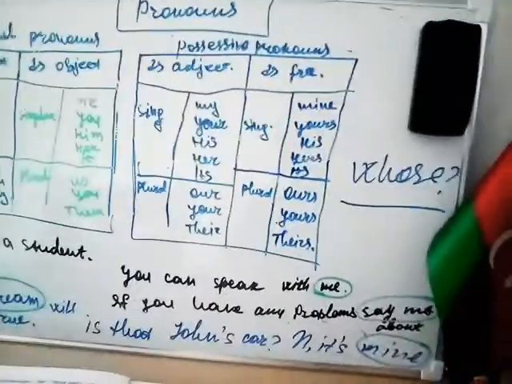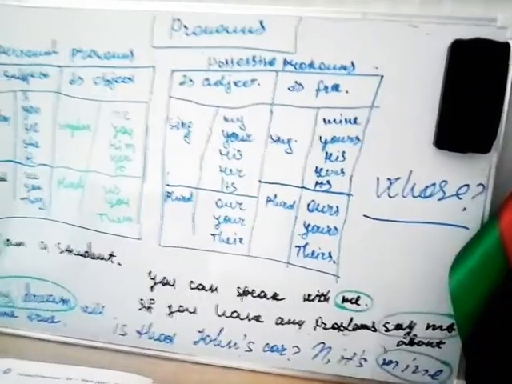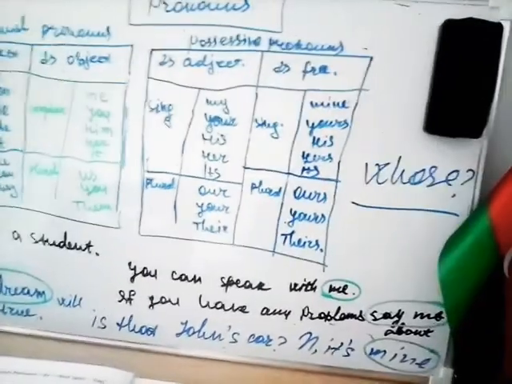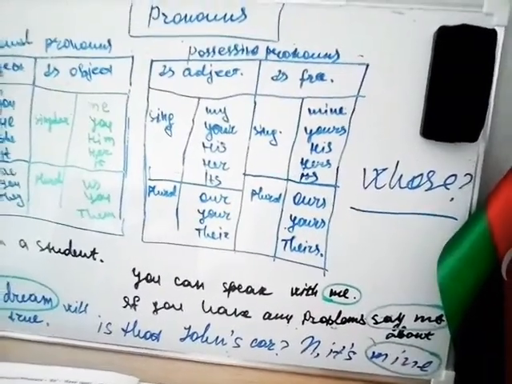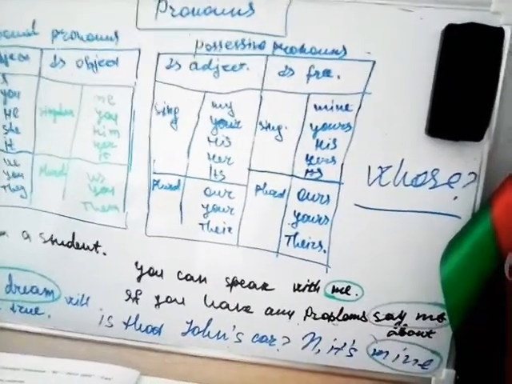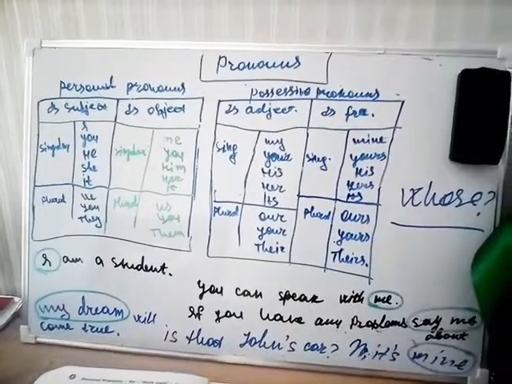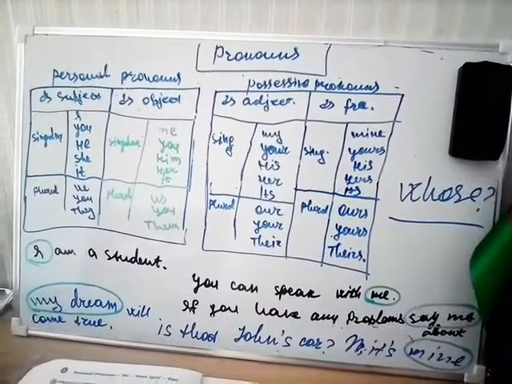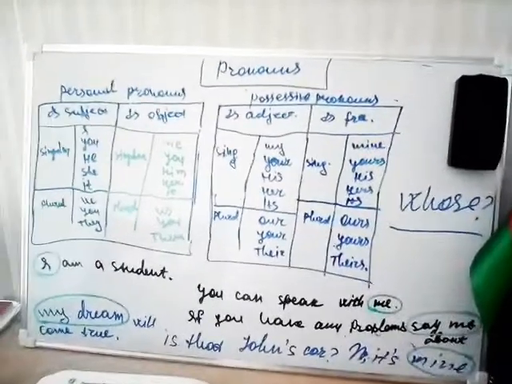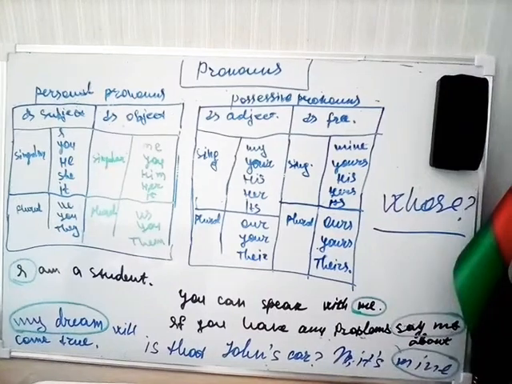For example, let's see examples. You can speak with me. You see, with me. Me is an object. If you have any problems, tell me about them. After a verb we use object pronouns. So I just explained subject and object pronouns and how to use them. I want to continue with possessive pronouns.